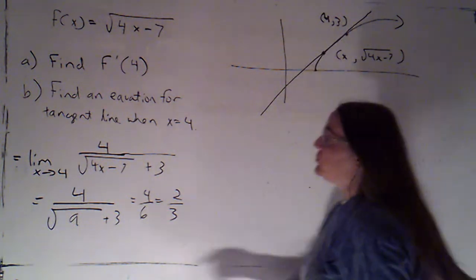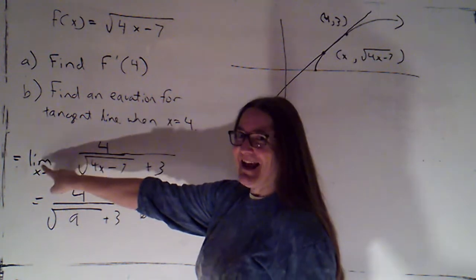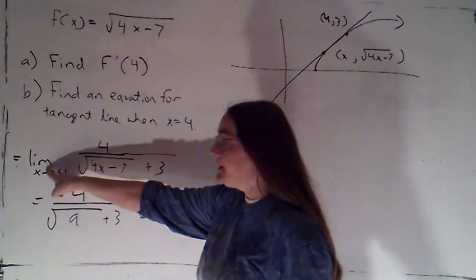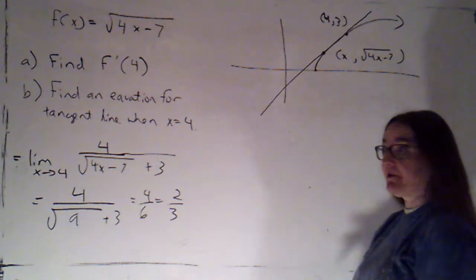I'll just remind you, as long as I still had x's in my expression, I was writing the word limit. I dropped the notation of writing limit at the time I plugged in 4 for x, so that I just had numbers.